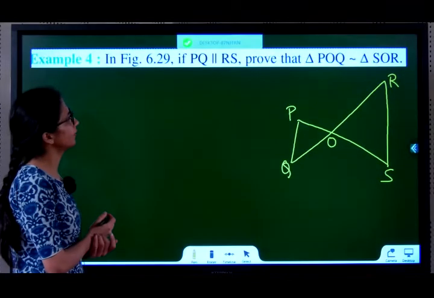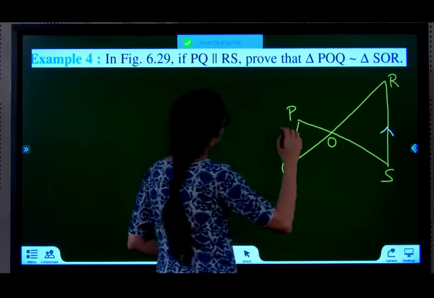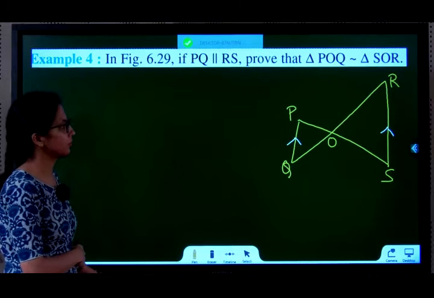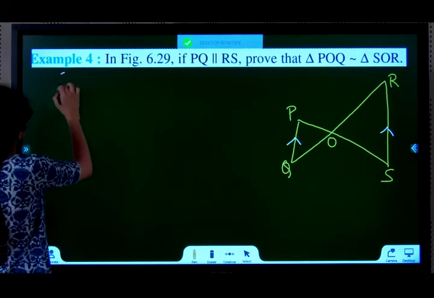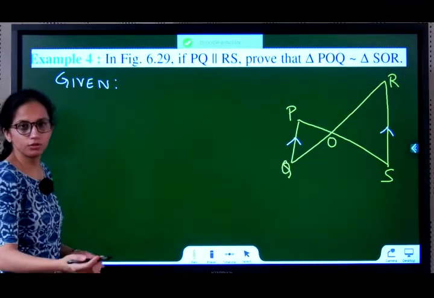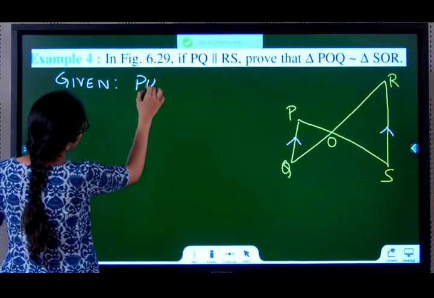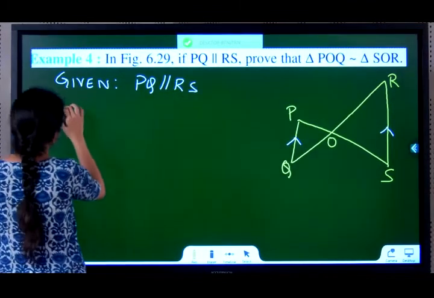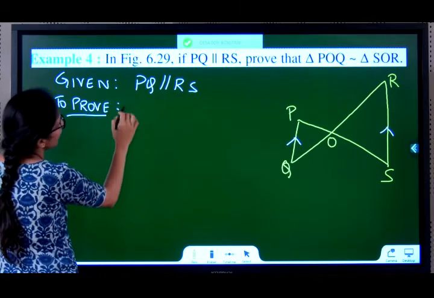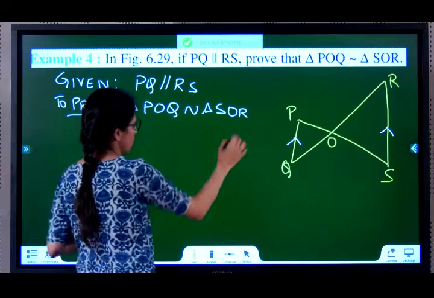Example 4. In the figure, if PQ is parallel to RS, prove that triangle POQ is similar to triangle SOR. So I'll be just writing the given and two proof statements for the first few problems, after which I expect you to write it. I will directly be doing the proof. Okay, so in given, they have given PQ is parallel to RS. You have to prove that triangle POQ is similar to triangle SOR.